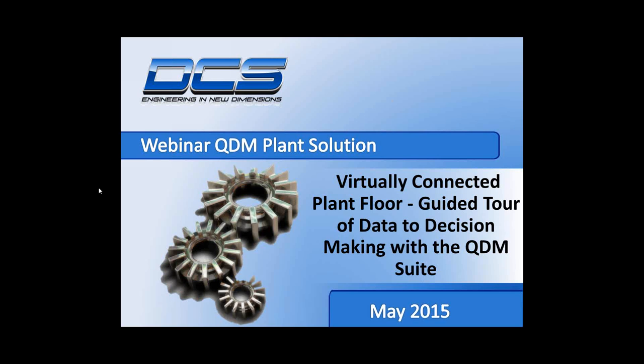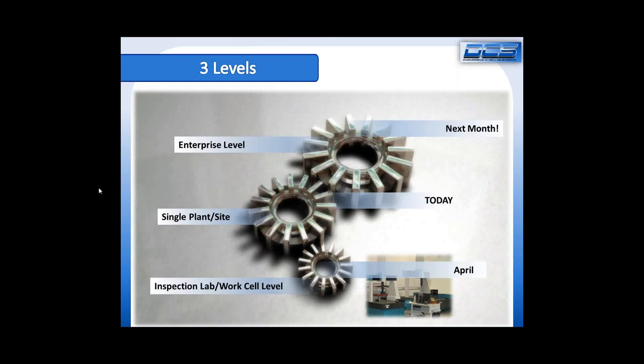So let's get started today. QDM is normally deployed in one of three levels. Today is our second of the webinar series for QDM deployment. Today we're talking about a single plant or site and how to set up a solution at that location. The first of our webinar series was in April, and we focused on a single inspection lab or work cell level. Today connects inspection labs together with other departments within a plant in order to deliver decision-making information.